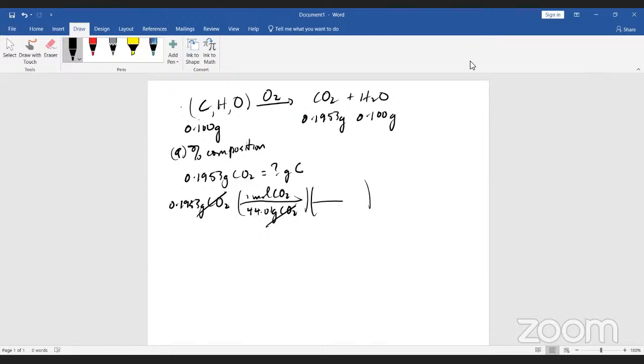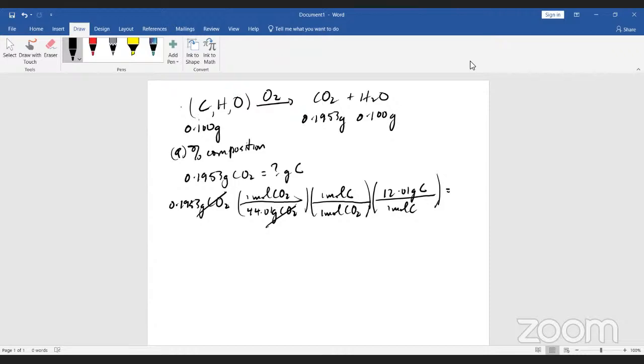And the next step now is to find the mole ratio between the carbon dioxide and carbon present. Based on the formula, we can say that 1 mole of carbon dioxide will contain 1 mole of carbon. And then the final step is to convert the moles of carbon to grams of carbon. That would be done by multiplying 12.01 grams of carbon over 1 mole of carbon, all right? So that will give us the mass of carbon present in the original compound, which is also present in the carbon dioxide.